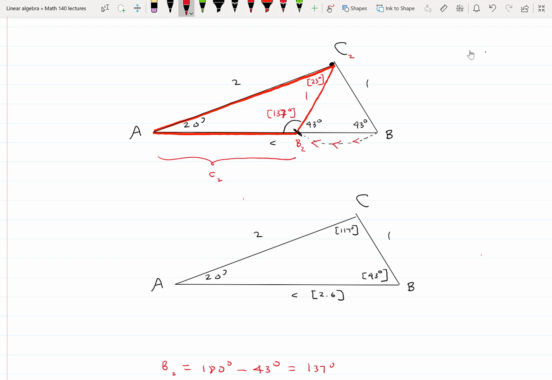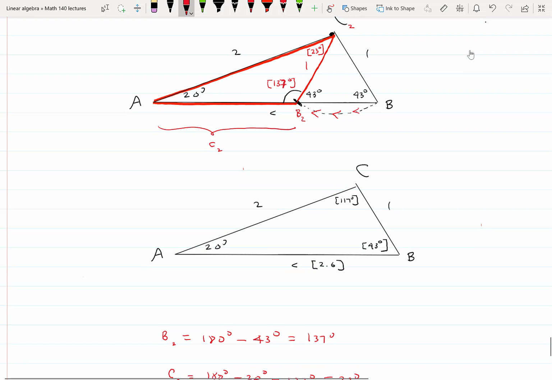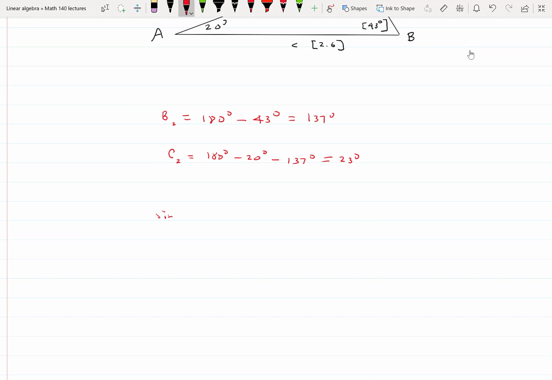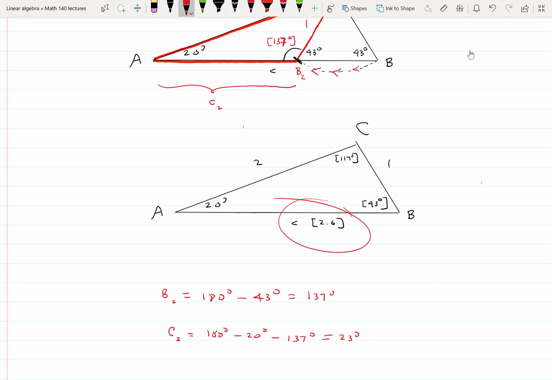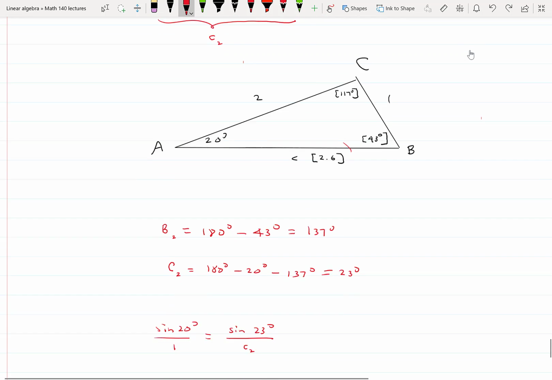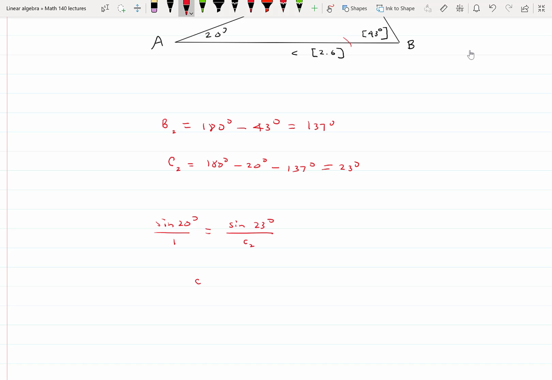And you see, it's very easy to find the second triangle once you realize that there is a second triangle. So we use the law of sines. We recycle the sine of 20 over the opposite 1 equals the sine of the new C, that was 23, over small c, c2. Okay, the old c was 2.6. So the new c had better be smaller than that because we shortened the side small c. So it better be less than 2.6. Now let's see what happens. So we cross multiply: c2 times the sine of 20 equals 1 times the sine of 23. Divide both sides by the sine of 20.